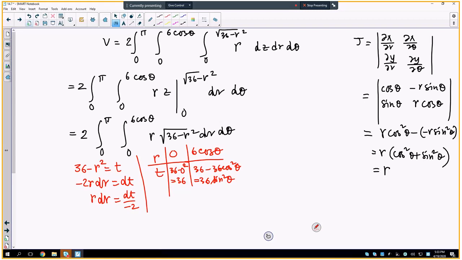So I'm going to go ahead and say that this is 2 times integration 0 to pi. That portion doesn't change. The portion for r changes, becomes 36 to 36 sine squared theta.